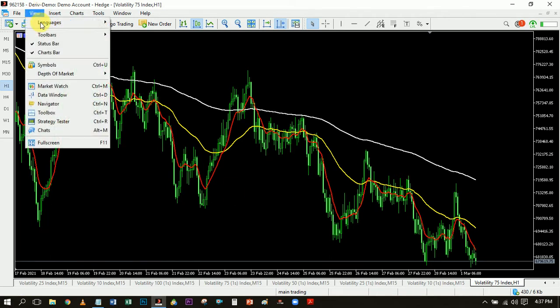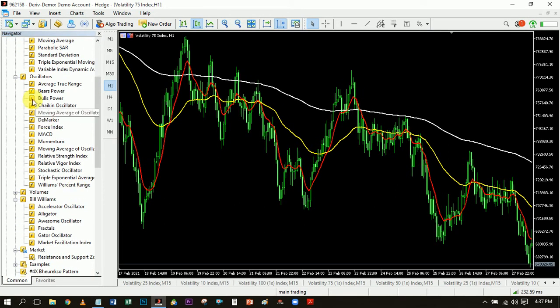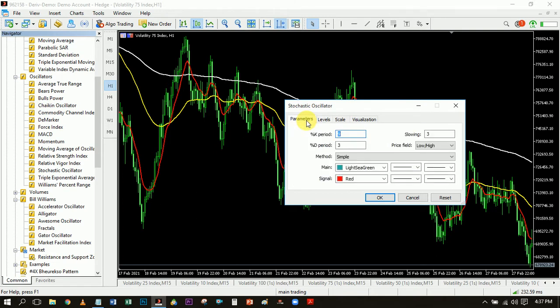So the next thing I'm going to be adding here is my stochastic. You just come over here under oscillators, then you click stochastic. If you're having problems adding indicators to your chart, not to worry, I have a video on my channel that shows how to add indicators to your chart, and how to create templates also.